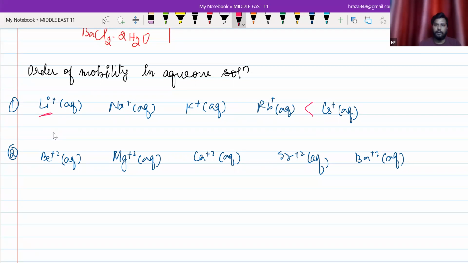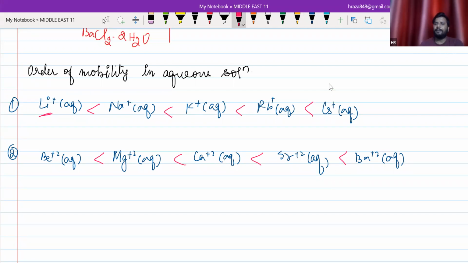Li plus will hold lots of water around it, and since it has lots of water, its mass will increase, so it has greater mass. That's why it will move with slow speed. So we will arrange in this category: this is increasing order, and decreasing in the same way.